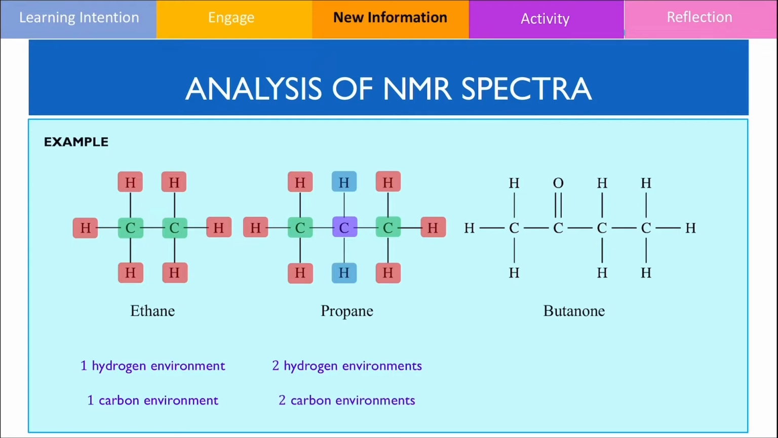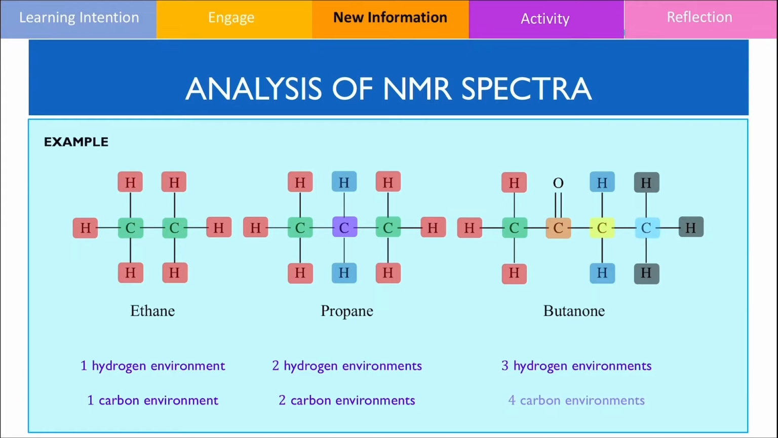If we inspect butanone, we can see that there's no plane of symmetry. As a result, these 3 hydrogens are different from these 2 hydrogens, as well as the other hydrogens found on the other end. Hence, there are 3 unique hydrogen environments. Following the same logic, each carbon is connected to different atoms, hence there are 4 unique carbon environments in butanone.